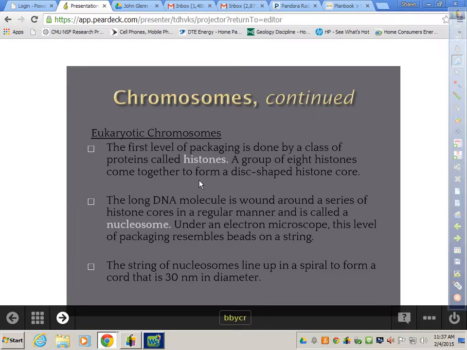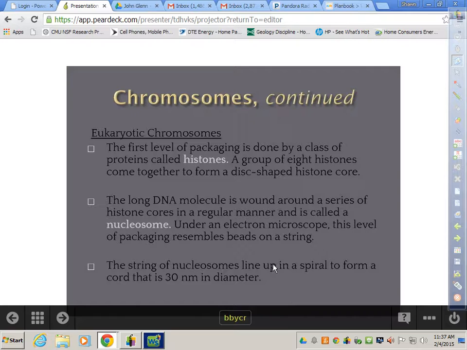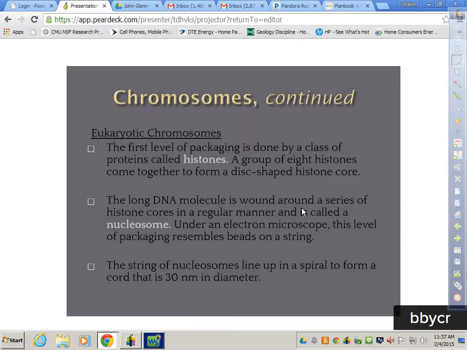So the first level of packaging is done by a class of proteins called histones. You'll actually collect 8 of these proteins together, and it makes a core, and then we start to wind our DNA around it. The long DNA molecule winds around a series of histone cores in a regular manner and is what is called a nucleosome. Under an electron microscope, this level of packaging resembles beads on a string. We'll talk about that in a minute.